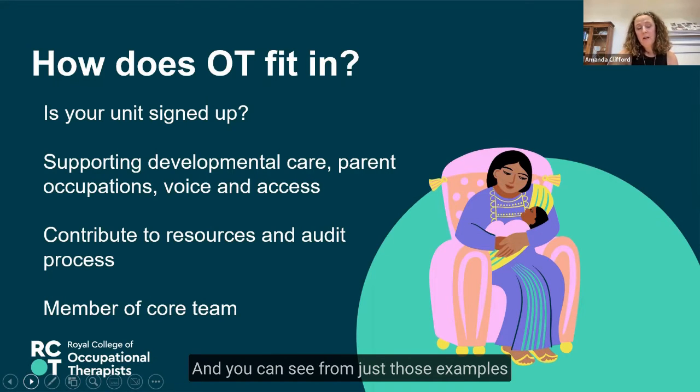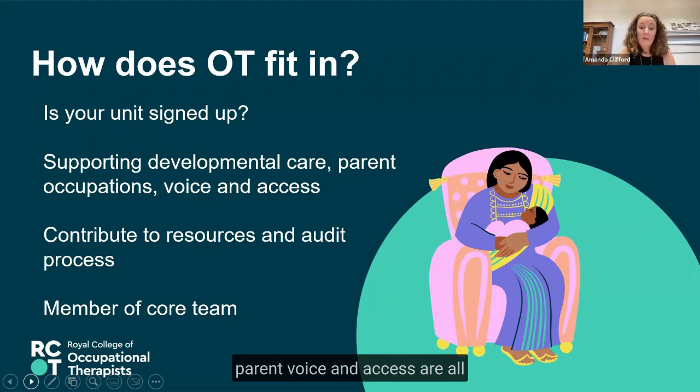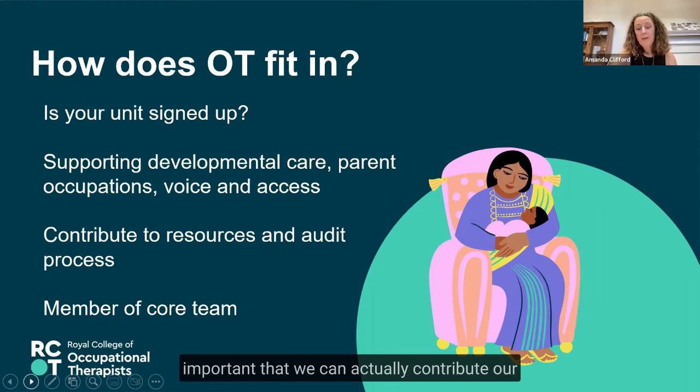And you can see from just those examples there how OT fits in quite nicely. Supporting developmental care, parent occupations, the parent voice and access are all key to the Bliss accreditation. So this is something to be really important that we can actually contribute our voice to, and the resources and audits. And you probably already have resources that you've made which might actually go a good way into actually helping them with their audits. So just understand it's there and find out from your unit if they're actually doing it and what level they're up to.